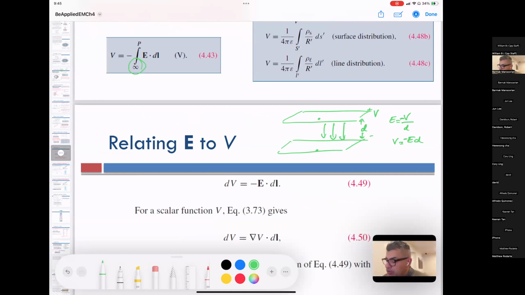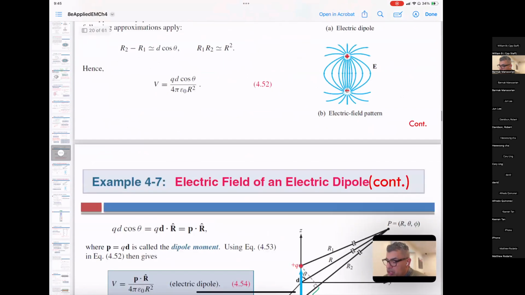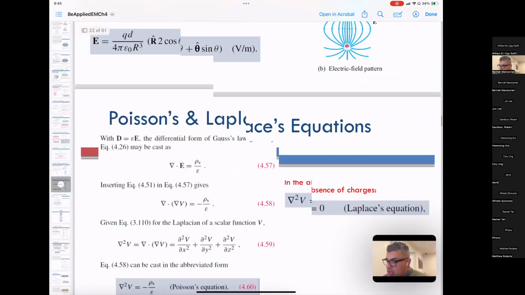So if this is 5 volts and this is 0 volts, there's a potential difference of 5 volts from the bottom plate to the top plate. Because of this negative sign, the electric field would be pointing in the opposite direction. That's always useful for me to remember. All right, so that's electric field and potential. Some examples here.